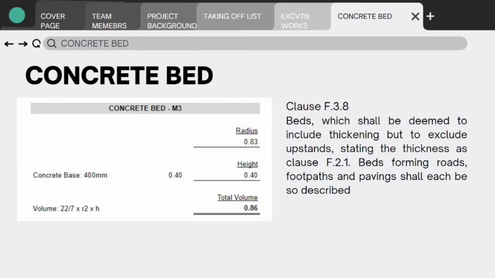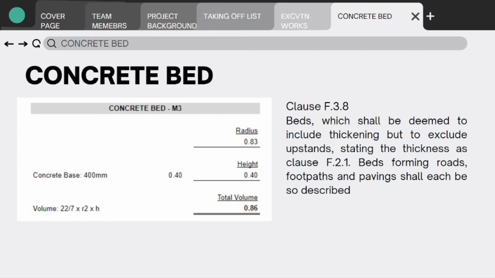Next is concrete bed. The calculation of concrete bed for MH1 and MH5 is the same. Radius 0.83 is taken from the excavation works. Height is the concrete base, which is 400 mm, taken from the drawing. To get the total volume of concrete bed, we have used the formula pi r squared times h, which is 22/7 times 0.83 squared times 0.40 to get the total of 0.86.